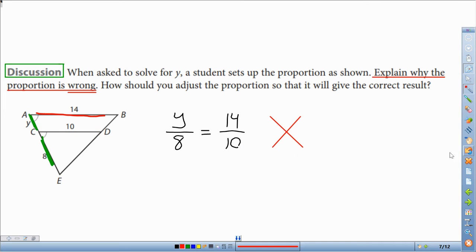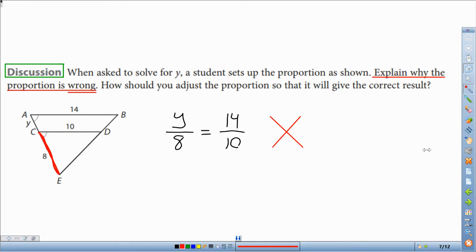Okay, here's the question. What is wrong with y over 8? Why can't I make a ratio of y over 8? It looks like those are also sort of corresponding parts. Well, here's the problem. Y is not a side length. If you take a look, 8 is the entire side length of this triangle. That number is good.